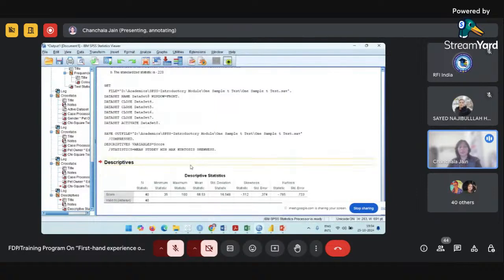I hope you can see the output here. Looking at the values, you can find the mean is 68.53, skewness is minus 0.112, and kurtosis is minus 0.785, right? So can anyone help me to interpret these two? Using this, how can I comment on the normality of the score?